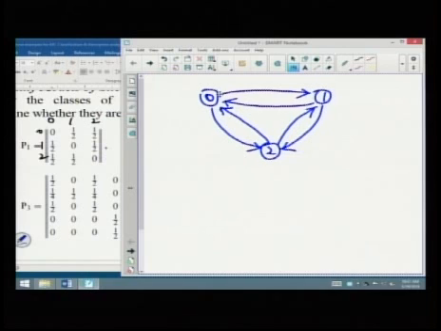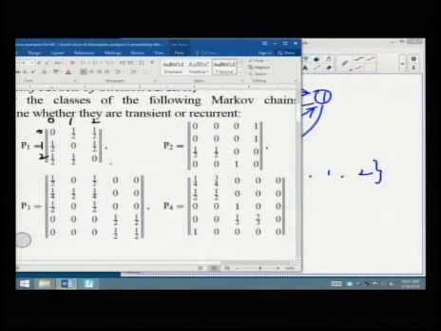It's very clear that all three states communicate with each other, right? Which means all three states should be in the same class, right? So I just say all of them are recurrent states, right? 0, 1, 2. Is that correct? Very easy. How about the second case then?